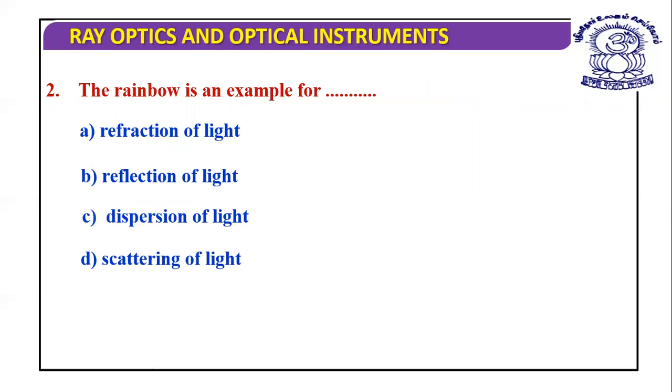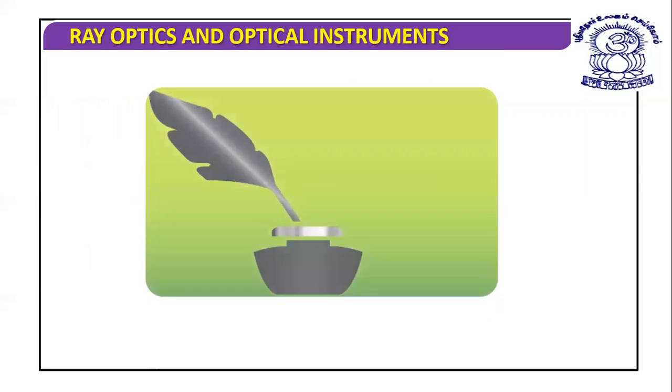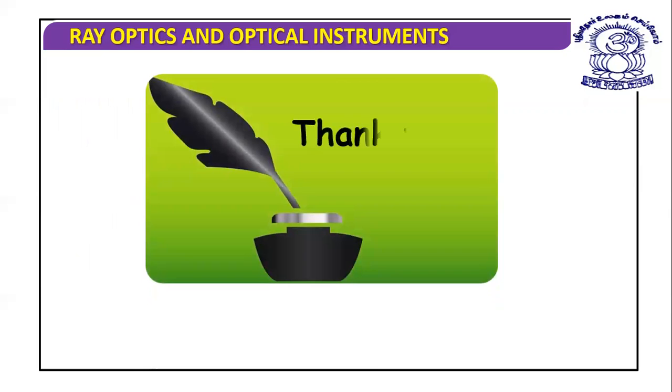Rainbow is an example of which phenomenon? It is the example of dispersion of light. This is all for today. Thank you.